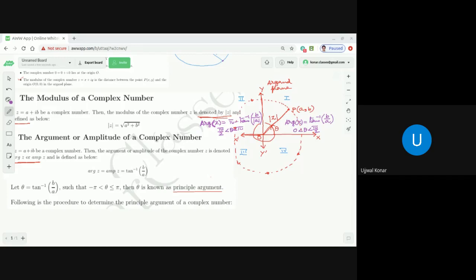Here we need to find the argument of z in the third quadrant, dear students. In the third quadrant, both a and b are negative. Correct or not? So then what will we do? Here we will write minus pi plus tan inverse of mod of b by mod of a. Okay. And in the third quadrant, what do we get? Minus pi less than theta less than minus pi by 2.